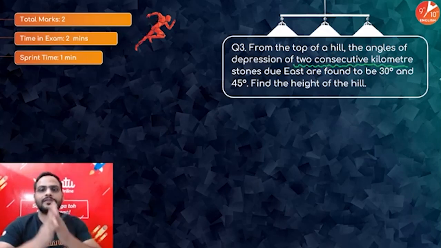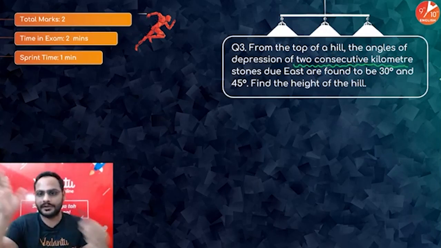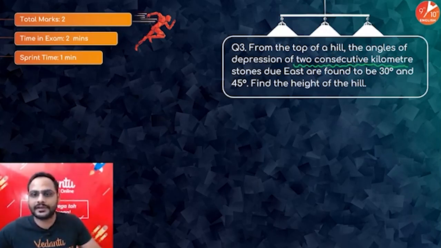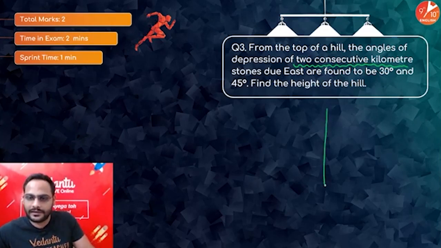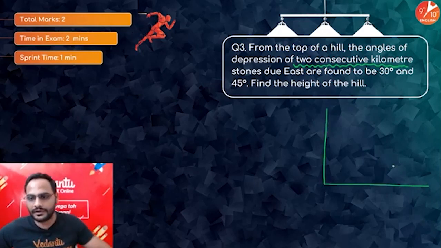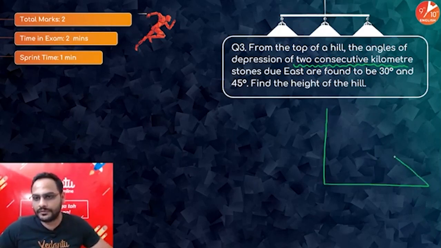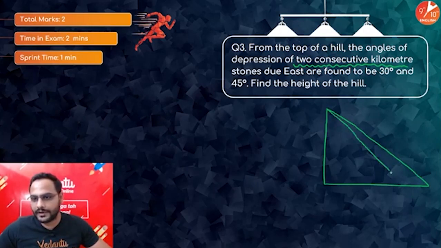That means the distance between these two stones will be 1 kilometer. Alright, so from the top of the hill, if you look at those stones, they are found to be 30 degree and 41 degree due east. So during east side you can draw it. So suppose, bachcho, this is my hill, and here we'll be getting our two stones. One stone will be making an angle of 45 degree, other one will be making an angle of 30 degree.